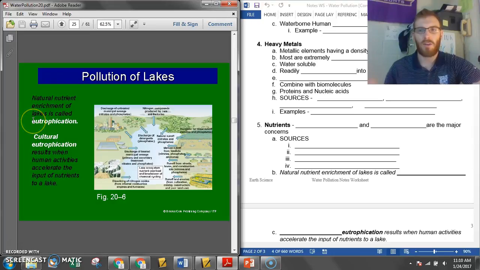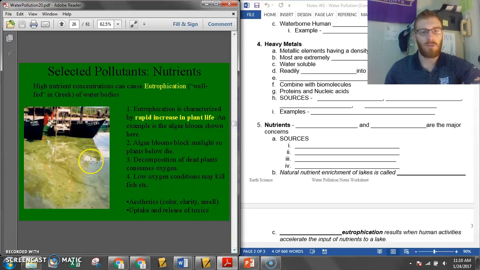Okay, we call this one of the big problems here eutrophication, and that's the natural nutrient enrichment of a lake. And these can cause huge problems as a result of algae blooms. So high nutrient concentrations can cause eutrophication, which essentially means well-fed in Greek, of water bodies. Eutrophication is characterized by rapid increase in plant life. You can see how this lake is kind of green here. See how the water is green when it should normally be a bluish color. An example is the algae bloom shown. Algae bloom blocks sunlight, so it causes plants below to die, and since these plants aren't producing oxygen that dissolves into the water, it can also kill other marine organisms like fish.